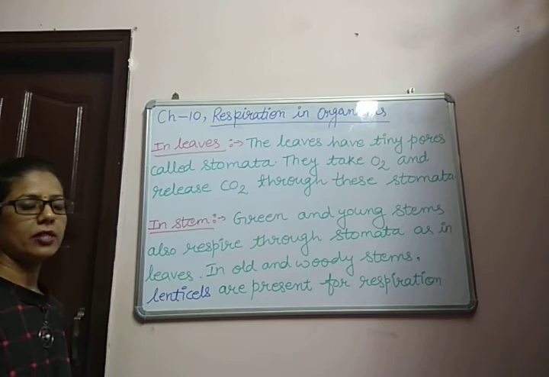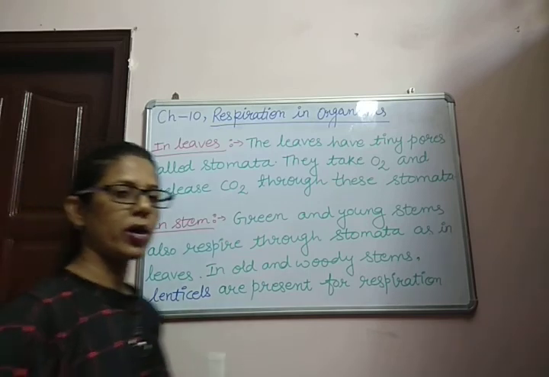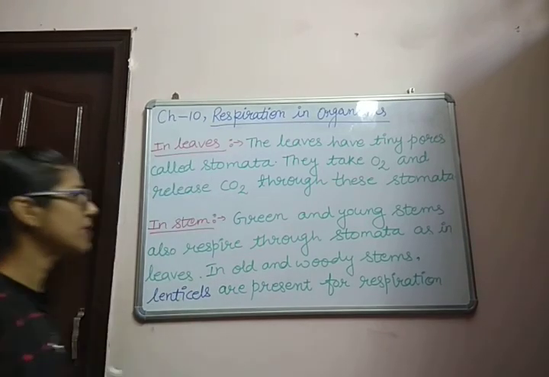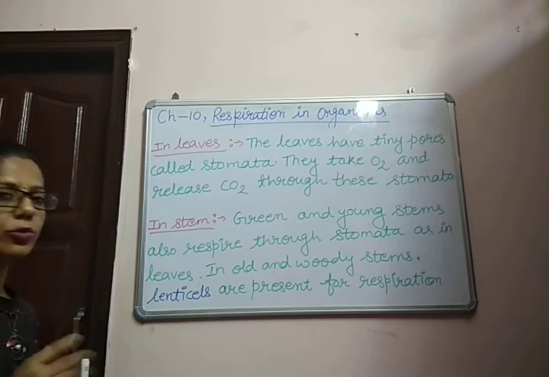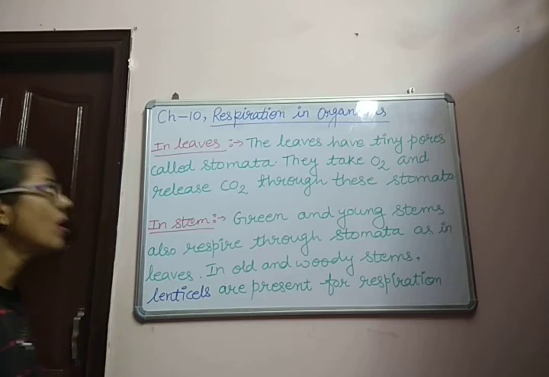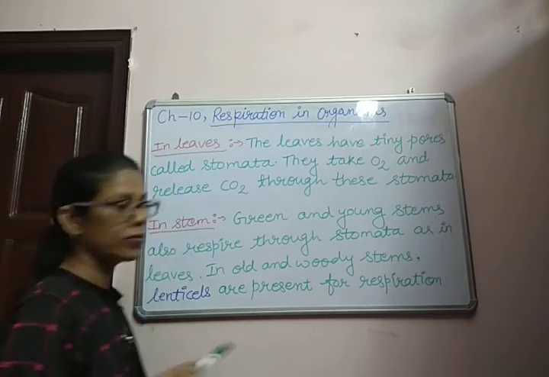So as we are saying, the different parts of the plant respire independently. Different parts like leaves, stems, and roots respire independently, because they do not have any respiratory system. First is leaves. How do leaves respire?